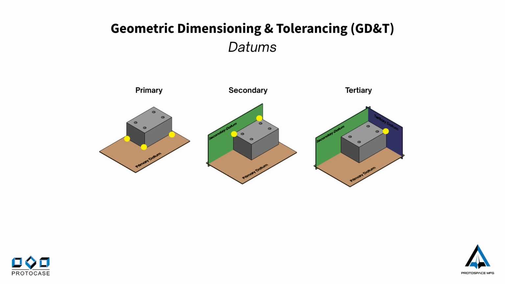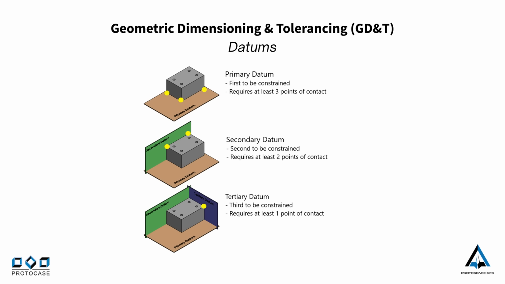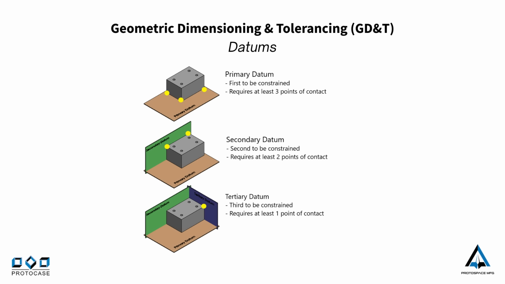Now, the order of the datums referenced in a feature control frame is going to be important for the measurement of the part. The primary datum, which is the first one in the control frame, will be the first to be constrained. It does require at least 3 points of contact and at least 3 controls and 3 degrees of freedom. The secondary datum, which is the second datum listed in the control frame, will always be perfectly perpendicular to the primary datum within the datum reference frame. The secondary datum requires 2 points of contact and is constraining an additional 2 degrees of freedom.